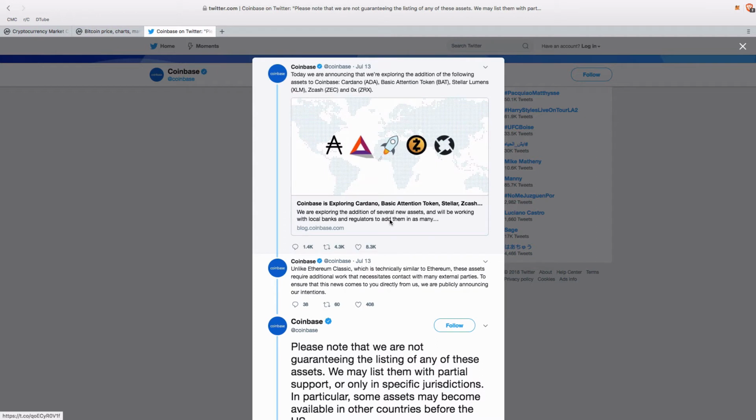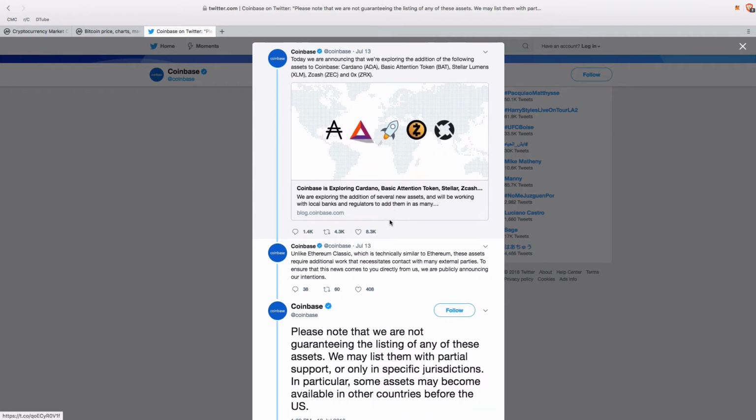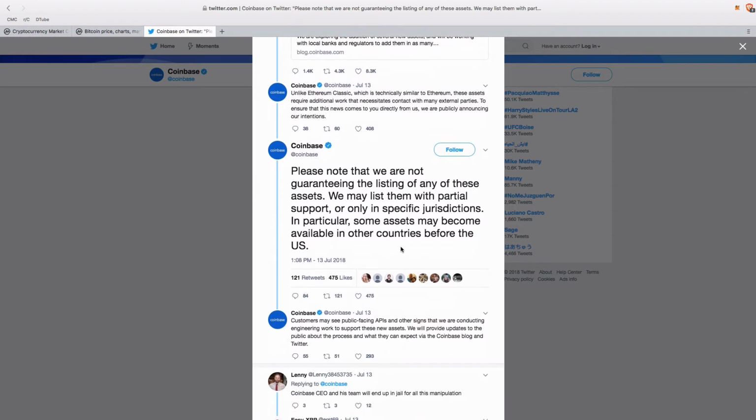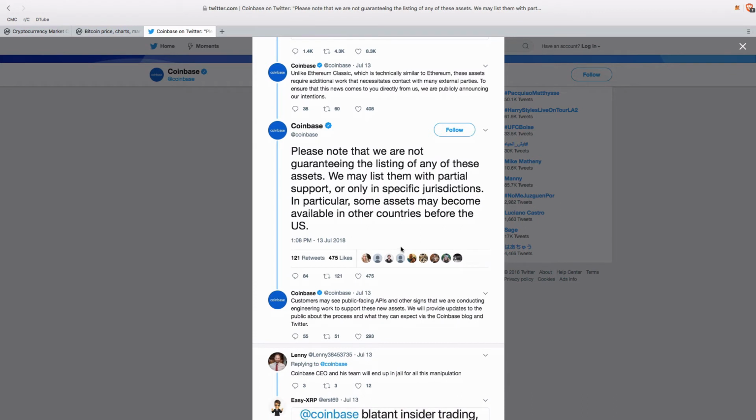And if you just look at the tweet thread from the announcement, they talk about how Ethereum Classic was very easy to add. Basically, it is the original Ethereum blockchain. But then they said, please note, we are not guaranteeing the listing of any of those assets. We may list them with partial support or only in specific jurisdictions. In particular, some assets may become available in other countries before the U.S.